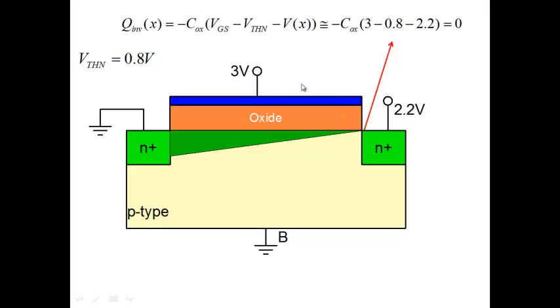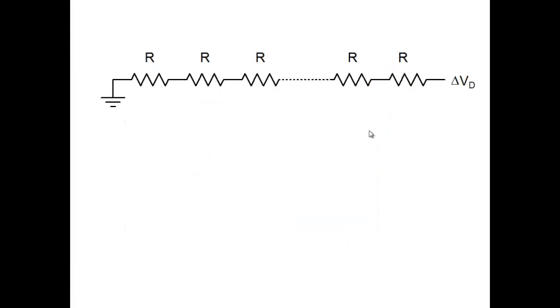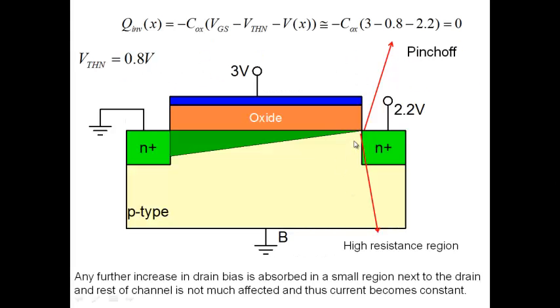For our example, if I have a gate voltage of 3 and my threshold voltage, we said, is 0.8, then if I apply 2.2 volt here, my channel will be pinched off close to the drain side. And we are getting a high resistance region right next to the drain. The fields are very high, the resistance is very high. And the moment this happens, the current becomes almost constant.